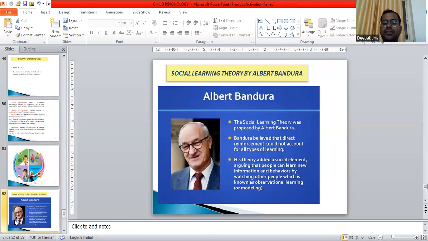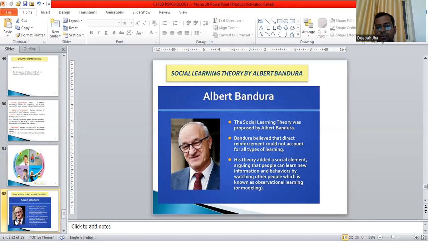Now coming on to the next topic, which is social learning theory by Albert Bandura. Albert Bandura proposed the social learning theory. Bandura believed that direct reinforcement could not account for all types of learning. So basically, Bandura differed from Skinner in this thinking.